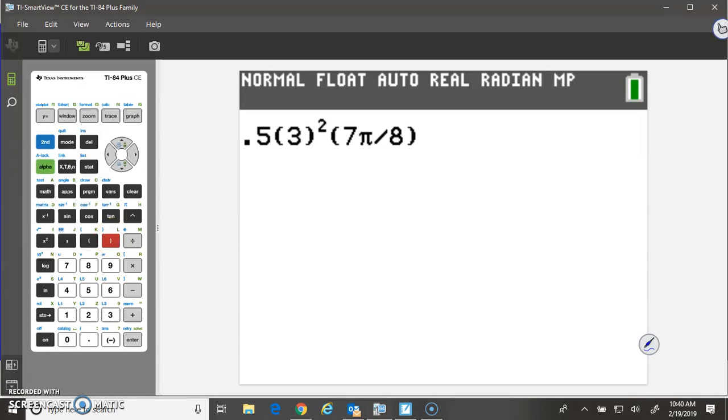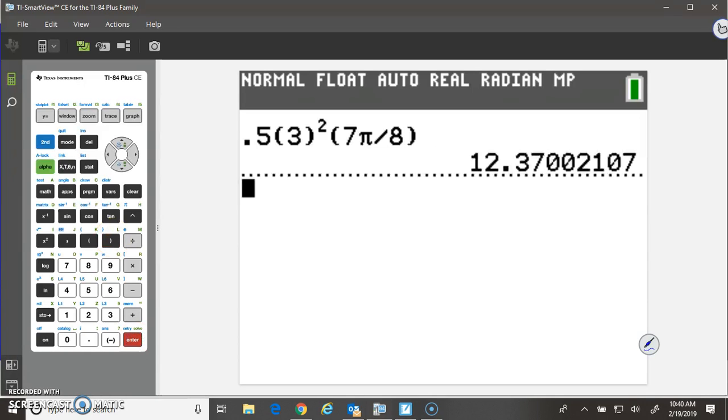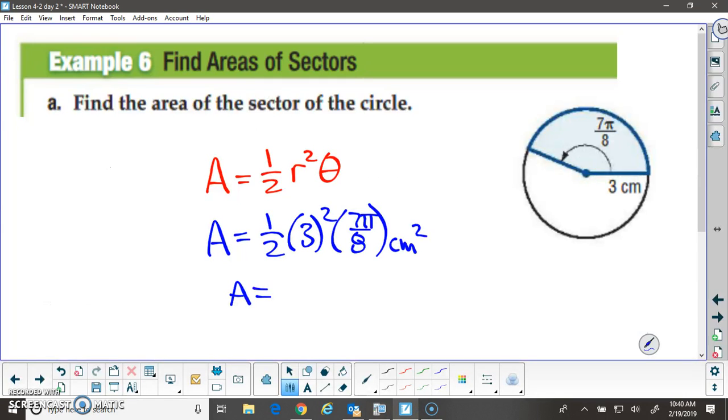So take 1/2 times 3 squared times 7/8 pi. We get about 12.37 square centimeters.